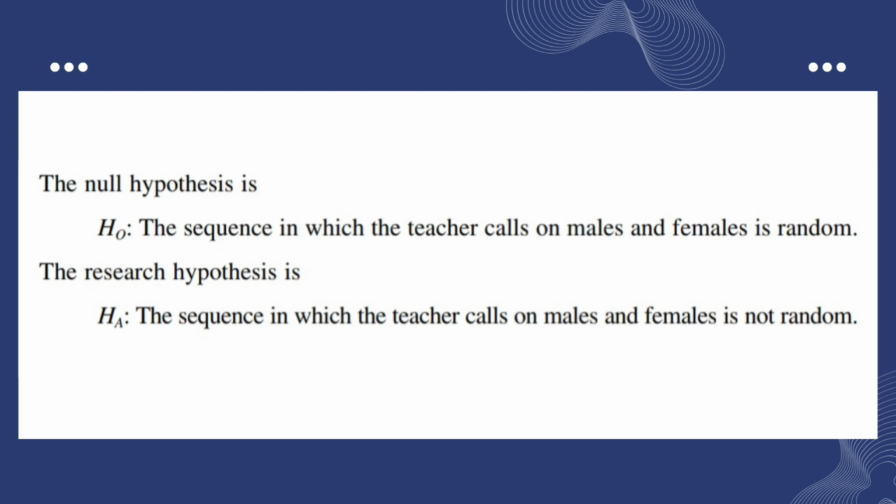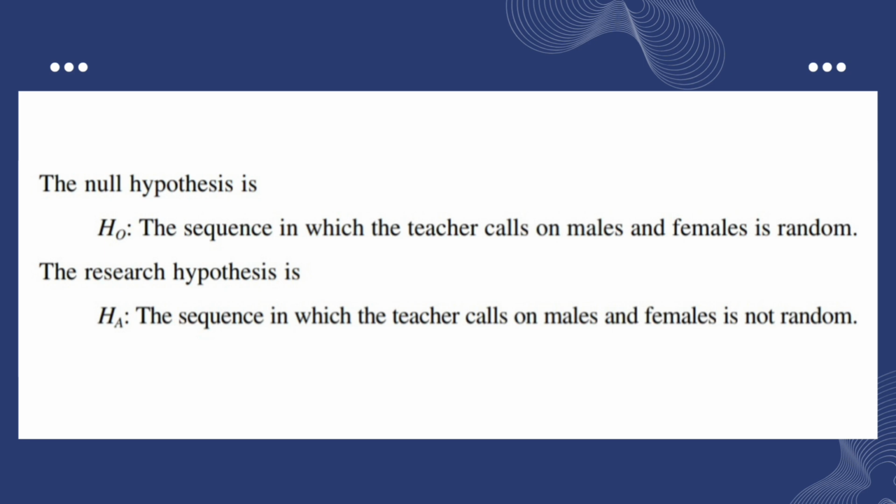So first, we have to state the null and the alternative hypothesis. Our null is the sequence in which the teacher calls on males and females is random. And our alternative hypothesis is the sequence in which the teacher calls on males and females is not random.